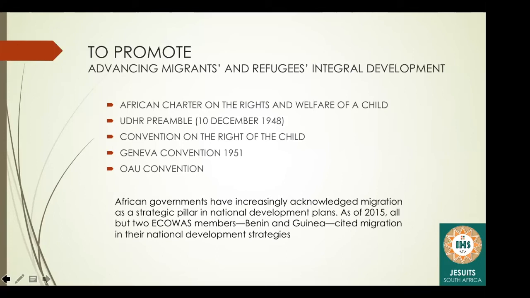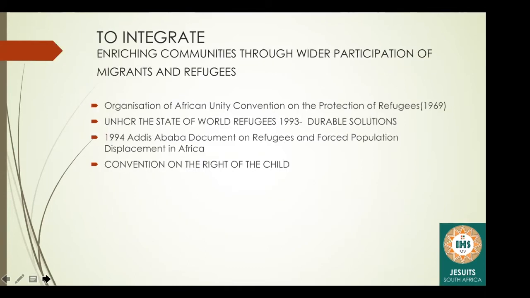So things like that. Sometimes you find migrants and refugees being denied opportunities because of the lack of documentation, especially travel documents. So African governments have increasingly acknowledged migration as a strategic pillar in their national development plans. For example, in the ECOWAS region, as of 2015, all but 2 ECOWAS member states, Benin and Guinea, had cited migration in their national development strategies. And I think it's something that we need to promote and encourage in the continent at large, to integrate.